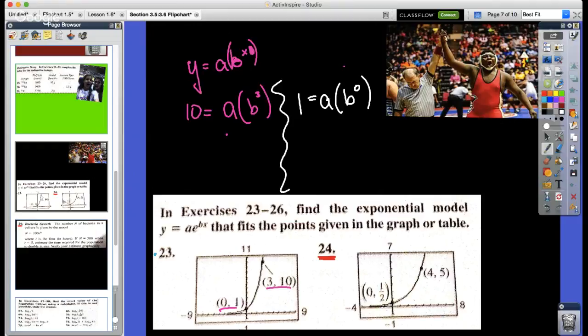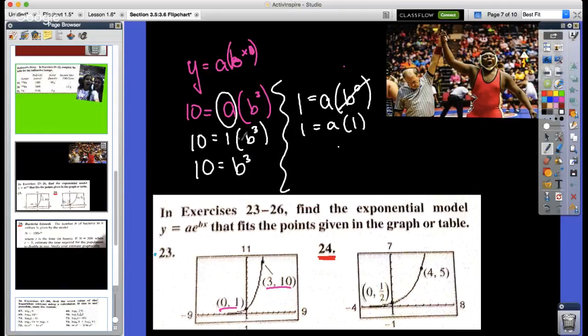Now what's cool about this is that we could solve for it, right? We're trying to solve for the equation. So b to the 0 power, anything to the 0 power is 1. 1 times a is a, so a is equal to 1. Well, we can then plug that back in for a, where we get 10 is equal to 1 times b to the third. So now we have 10 equals b to the third power, right?